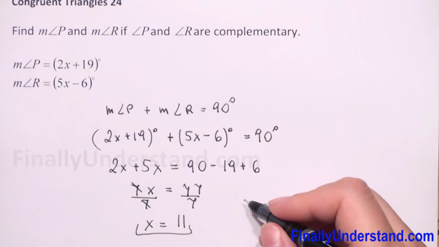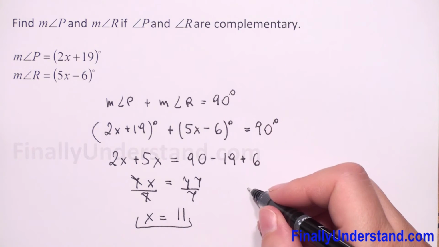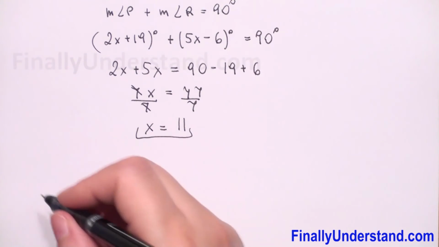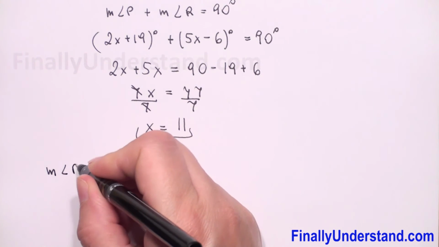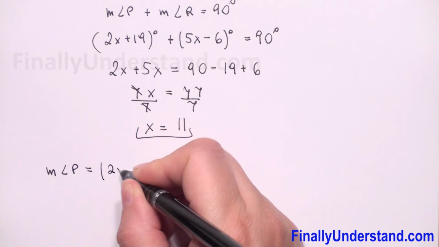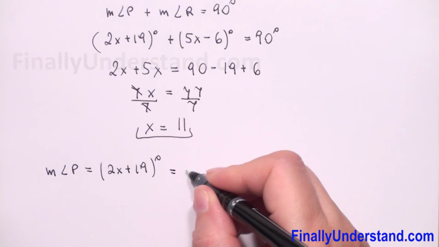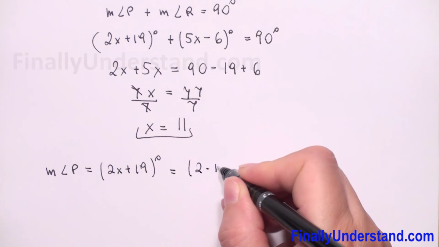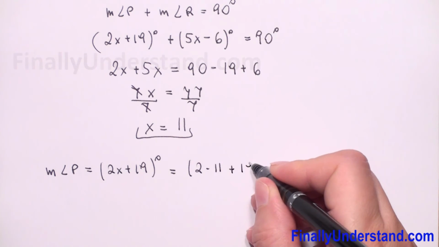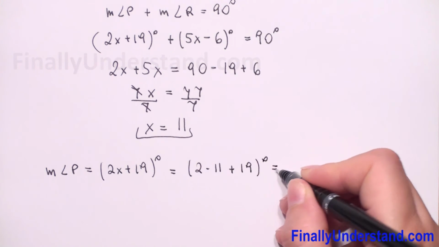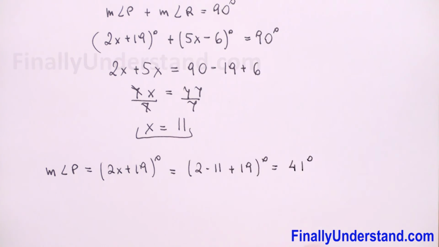So let me copy. Measure of angle P is equal to 2x plus 19 degrees. So this is equal to 2 times 11 plus 19 degrees. So this is equal to 41 degrees.